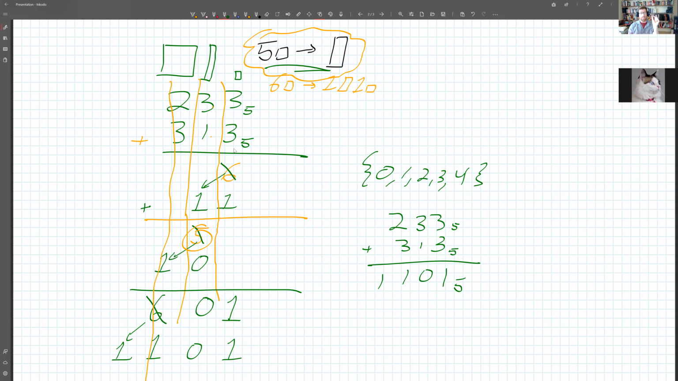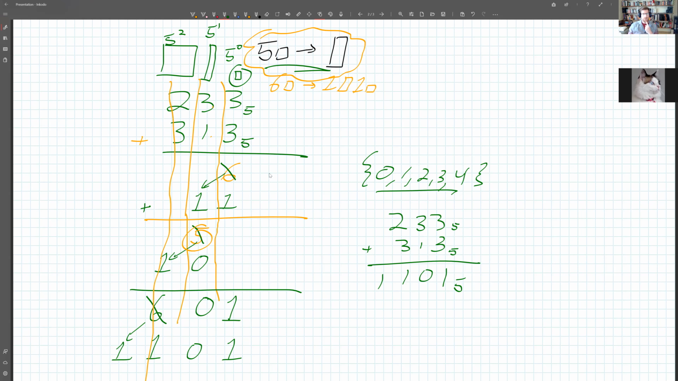But that's why this idea of place value is so important, right? Because you want to make sure that you are using the correct number of your packages or your base places, and then adhere to the digits you're allowed to use.